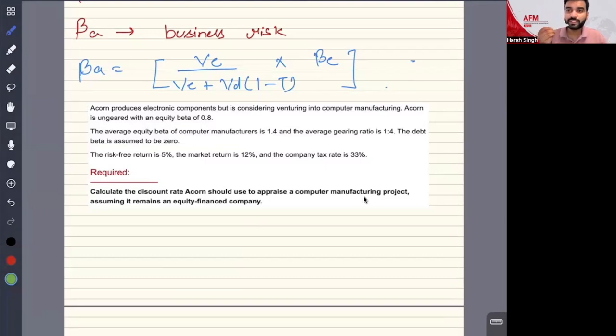Remember, we will be using that beta asset, putting it into my financial component and then calculating my cost of capital. This is one type of question that can be tested. Definitely we'll solve some questions over there.